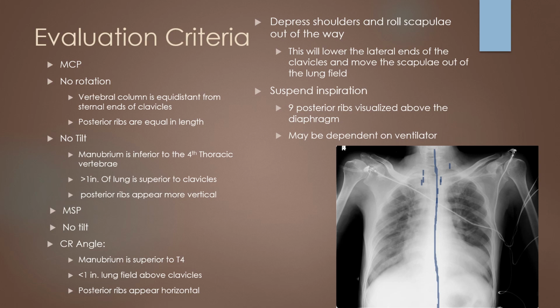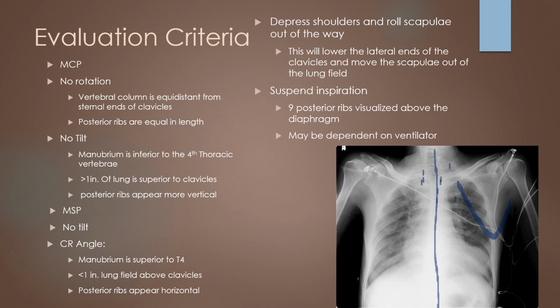relatively horizontal. If our patient did follow the rule or followed the suggestion and we had them roll their shoulders forward, then we should see scapula outside of the image of the lung field. And unfortunately, this patient does not have their shoulders rolled forward because their scapula is right there.